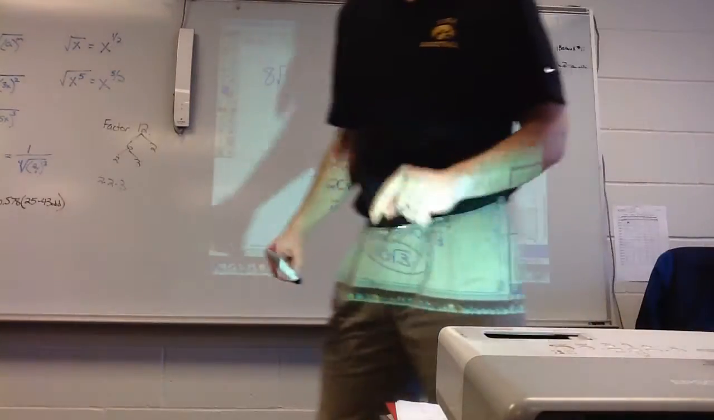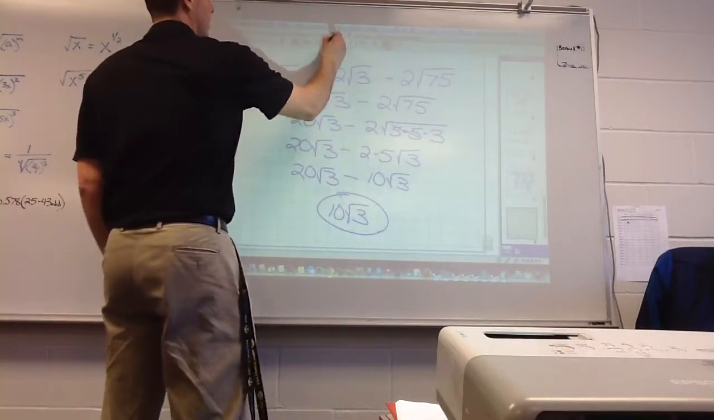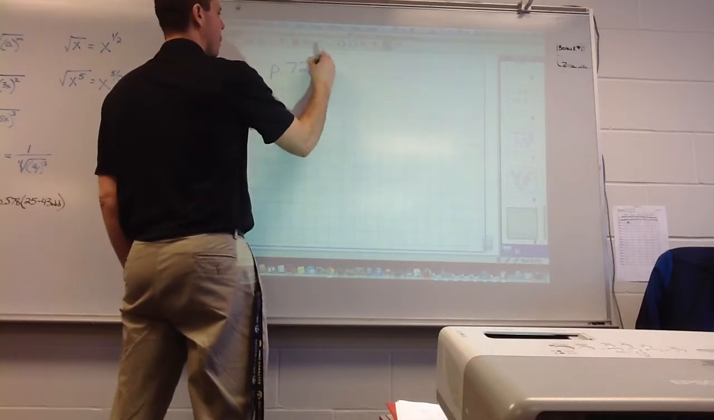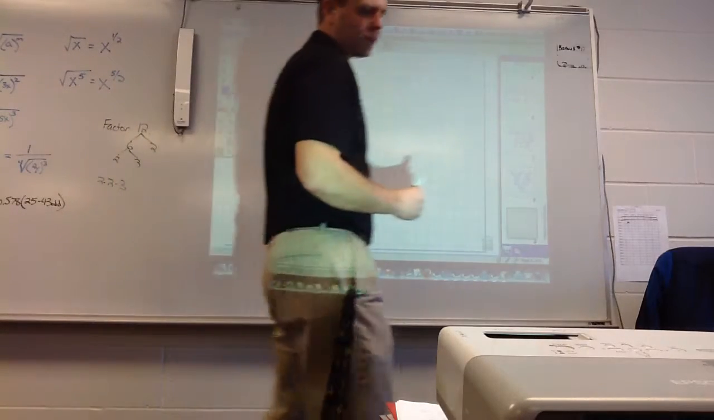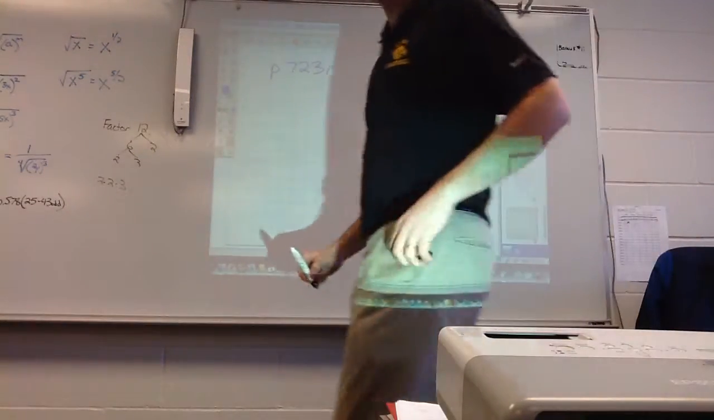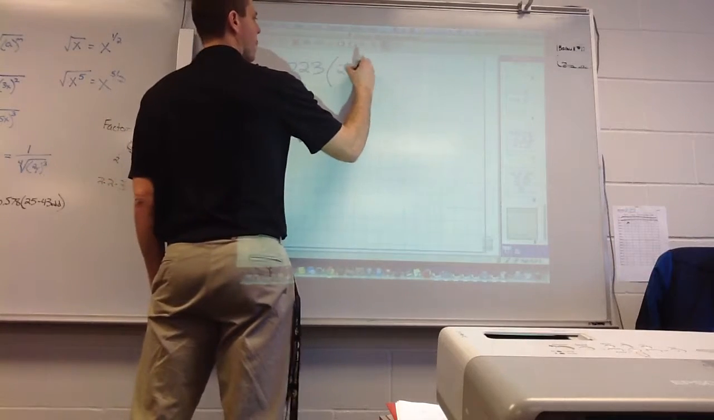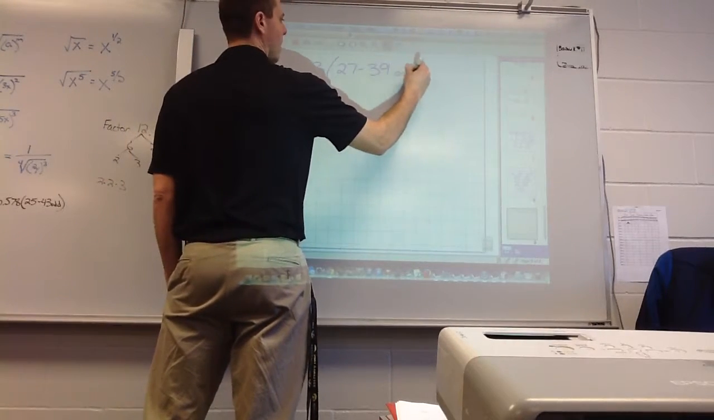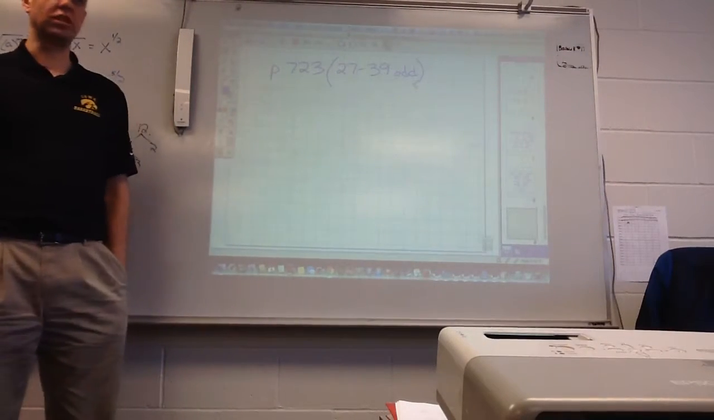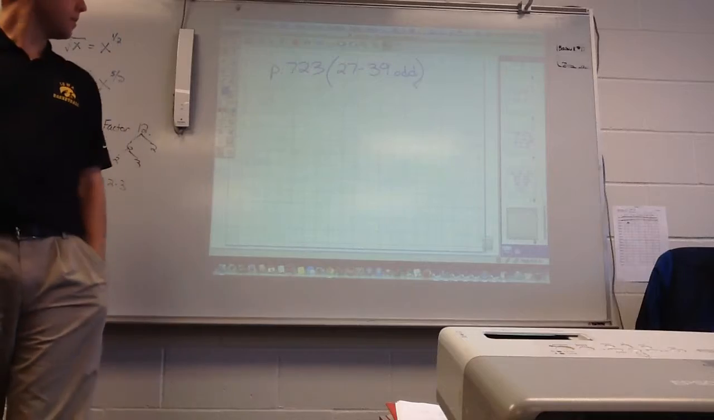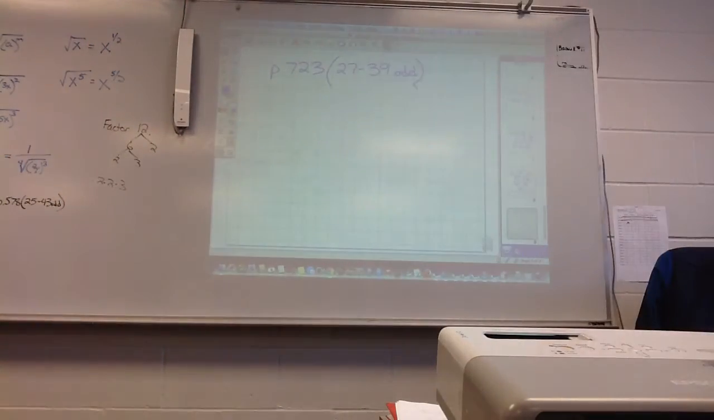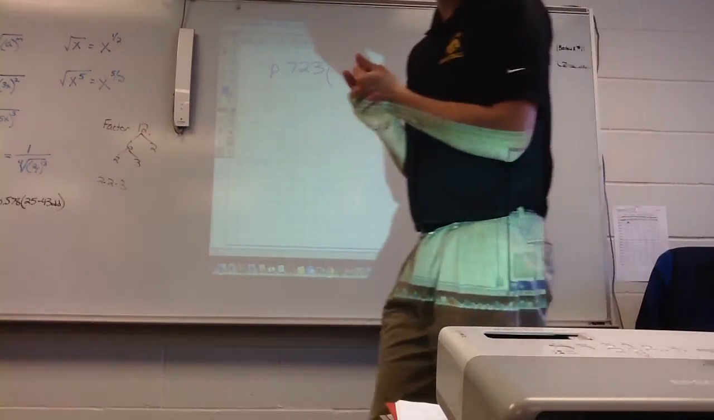Alright, so for the time being, we're still working on this same page, page 723. Let's see if we can do 27 to 39, and again, just the odd ones. About 6 problems there. You got about 15, 20 minutes for 6 problems. See if you can tackle those before you guys go, okay?